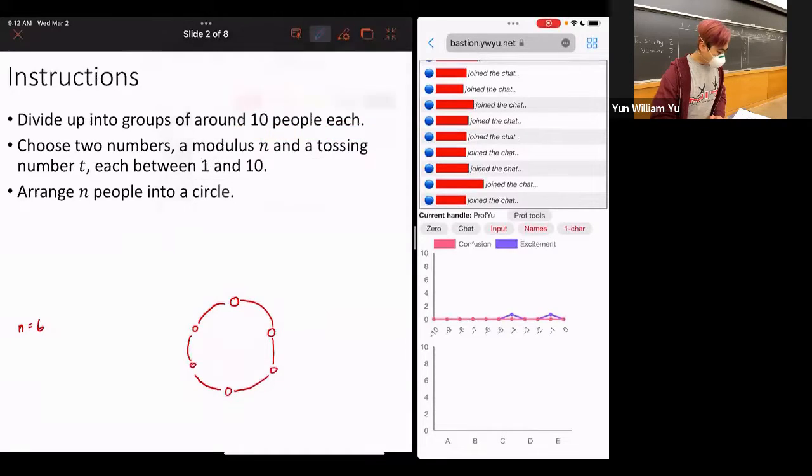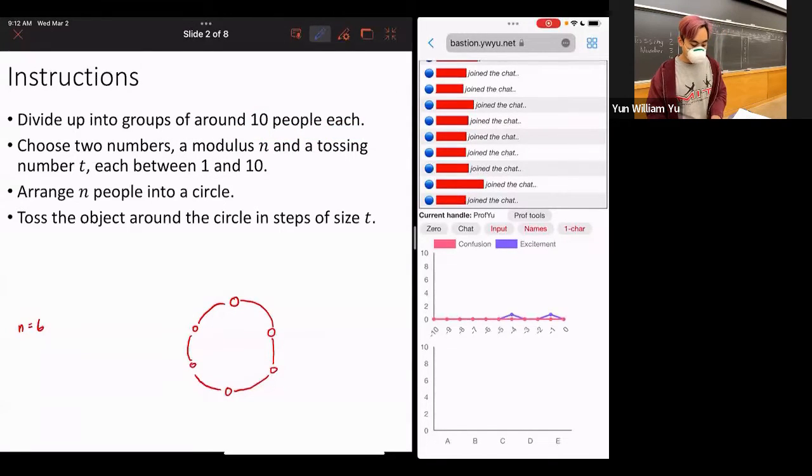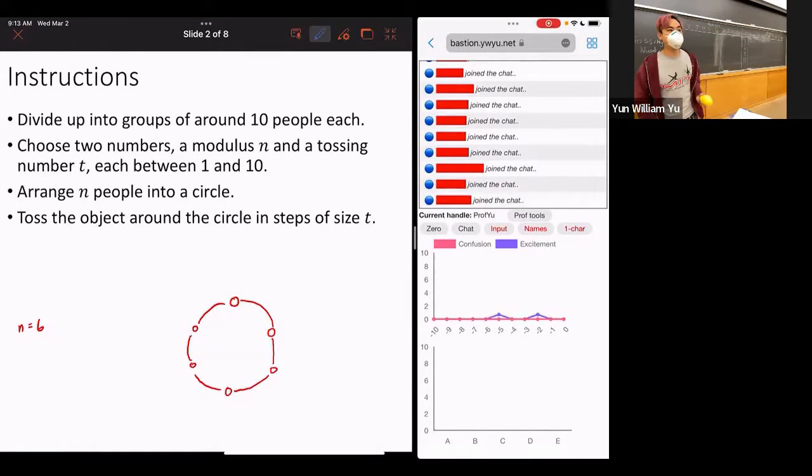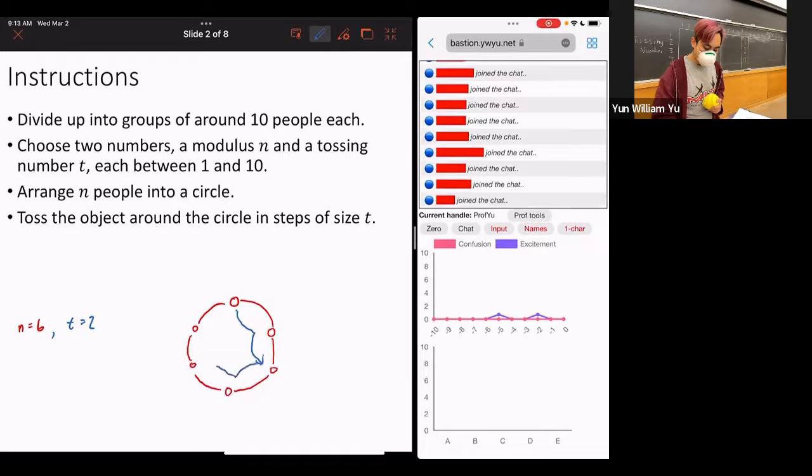And then what we're going to do is, you're going to toss the object. So for example, maybe this ball of yarn here. So you're going to toss this object around the circle in steps of size t. So for example, if t is equal to two, then I might start here. It doesn't matter where you start. And you skip the first person and you toss it to the person two away. You do the same thing. And you keep on going.